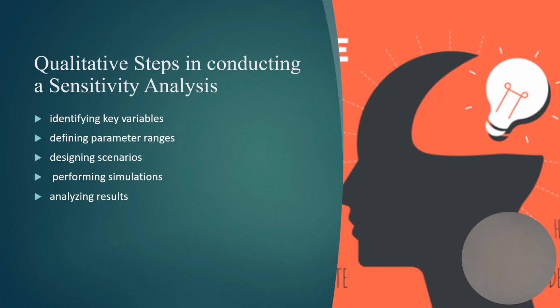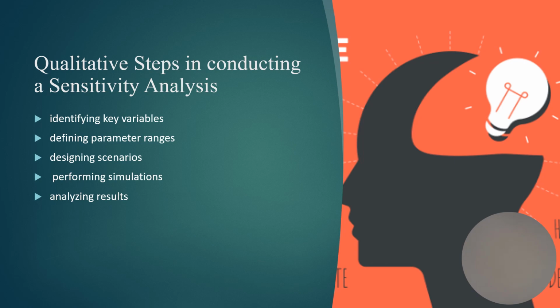So the qualitative steps in conducting a sensitivity analysis, we'll start by looking at identifying key variables. This is where you identify the key variables that could affect the outcome of the project, which can be internal or external to the project. This can be factors like cost estimates, timelines, or projected revenues.